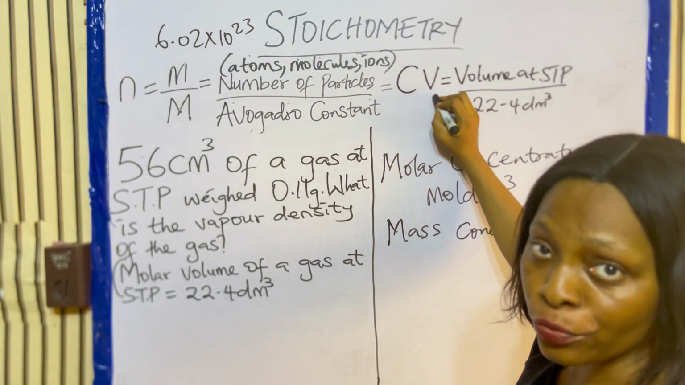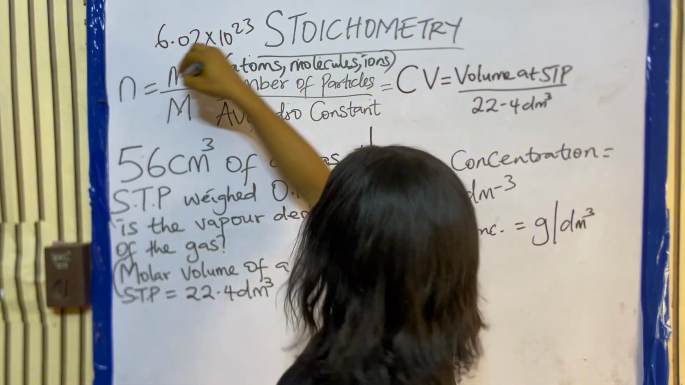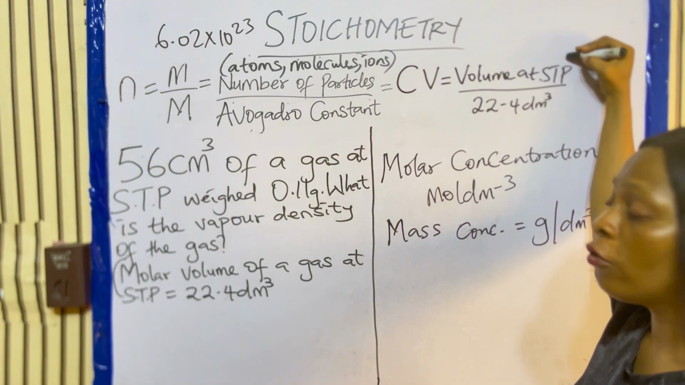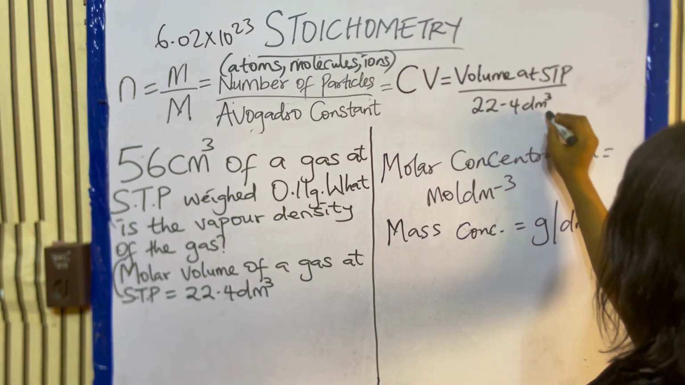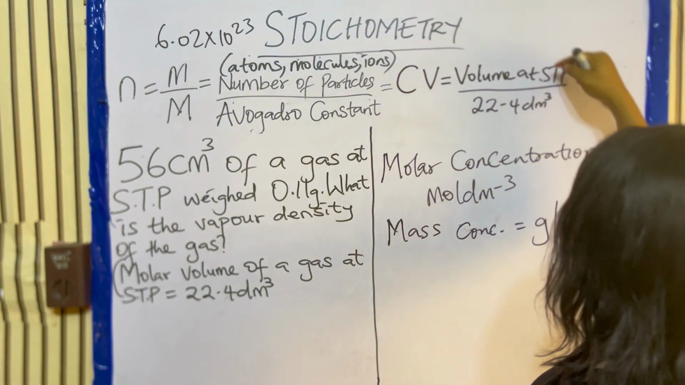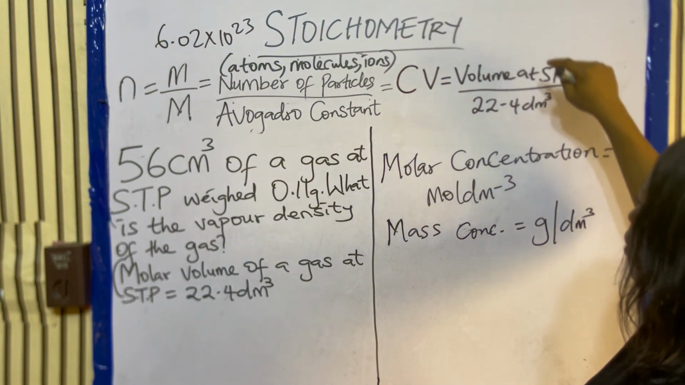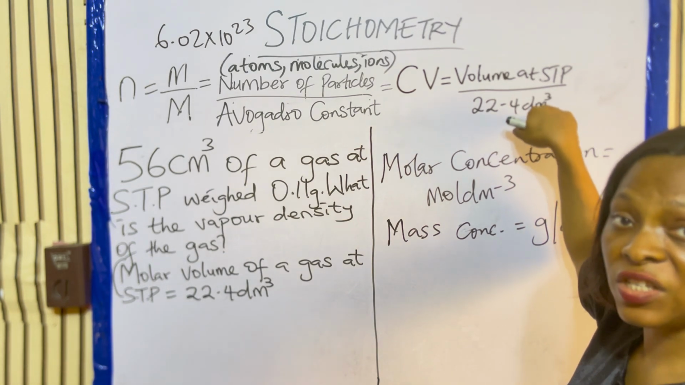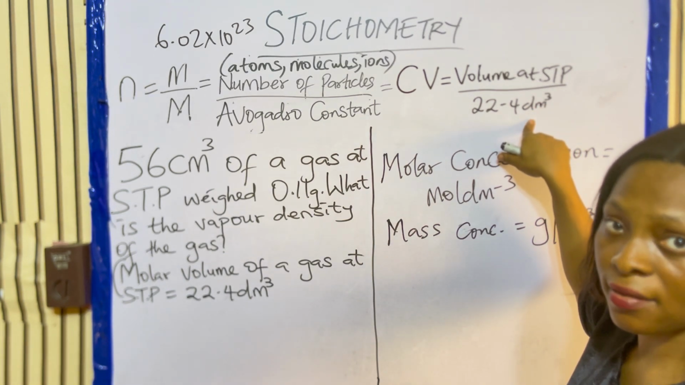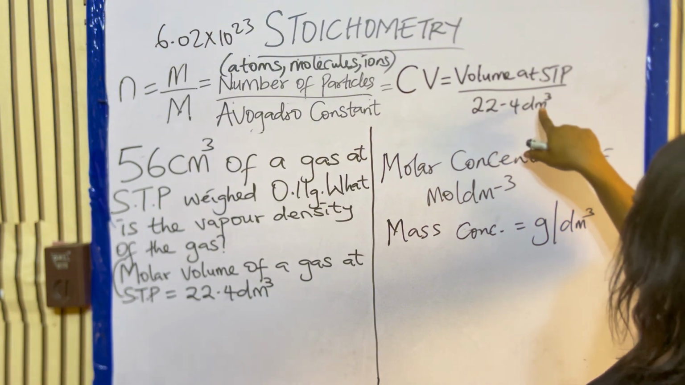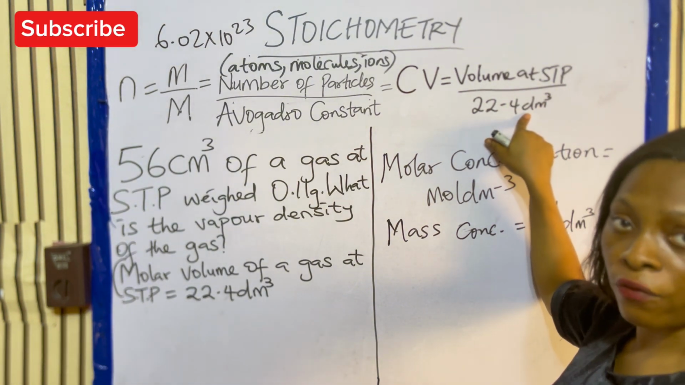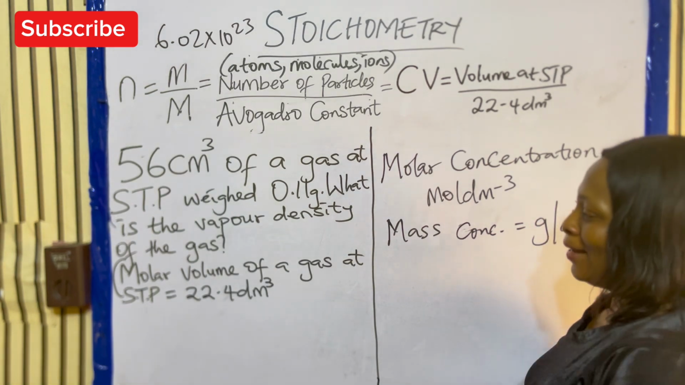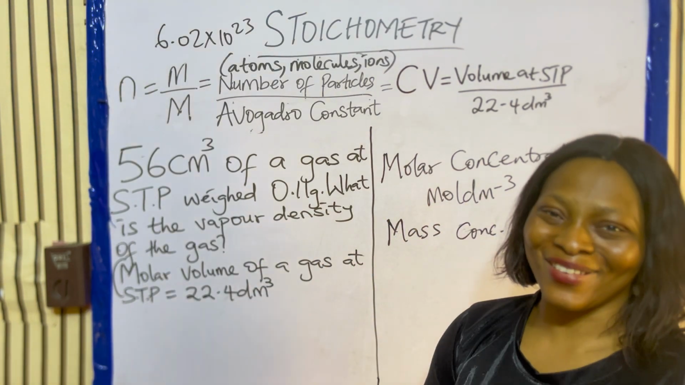All right, so number of moles is equal to concentration in mole per dm cube times volume in dm cube. Again, number of moles is also equal to volume at STP over 22.4 dm cube. Now, whatever volume you are using here must tally with the units that you were given, which is dm cube or liters, as the case may be. So, if you were given the question in cm cube, you're going to convert. All right. So, having known this, let's go straight to the questions.